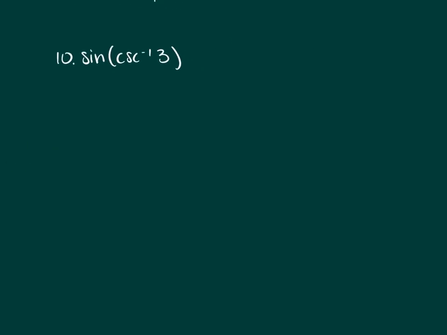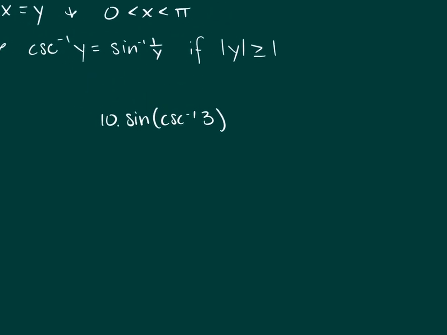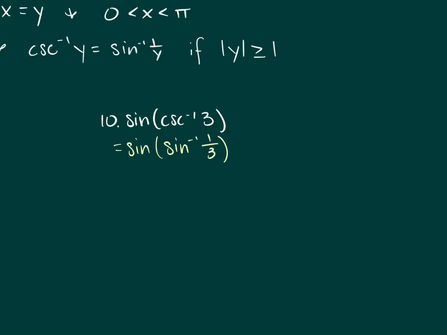For 10, we want sine of cosecant inverse of 3. By definition of cosecant inverse, which if you forgot, it's right up above, this is just sine of sine inverse 1 over 3. So then by definition of inverses, this is just 1/3. And 1/3 is inside our interval, so we're good.